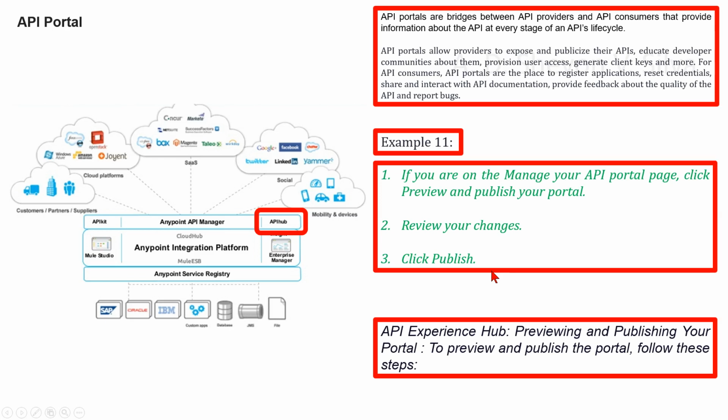To preview and publish the portal, follow these steps. If you are on the manage your API portal page, click preview and publish your portal. Review your changes, then click publish.